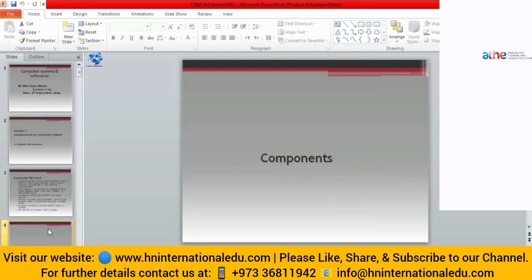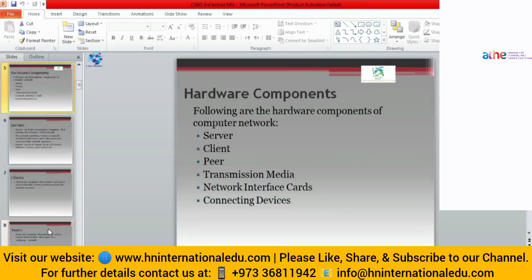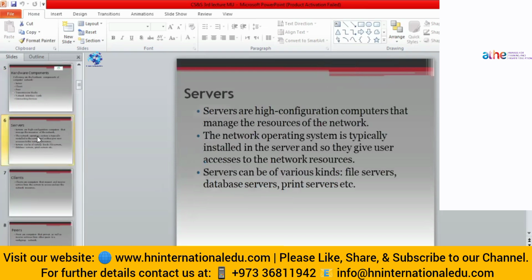Components of computer network. There will be hardware components and software components. In the hardware components, we will discuss servers, clients, peers, transmission media, network interface cards, and connecting devices. We need all these components for the connection of a network, and we can vary the type of hardware, but we have to utilize these components to establish a network.